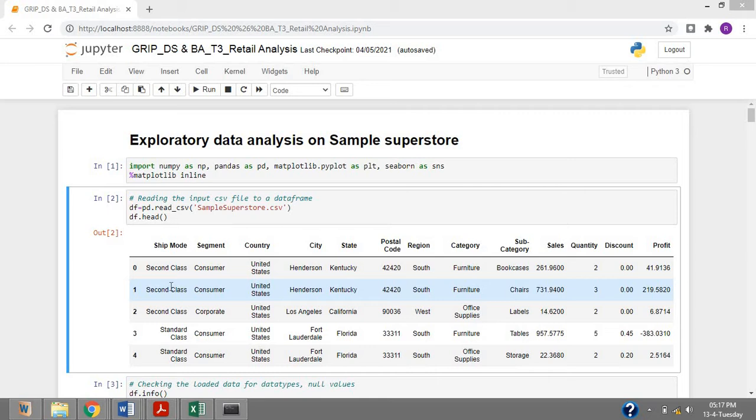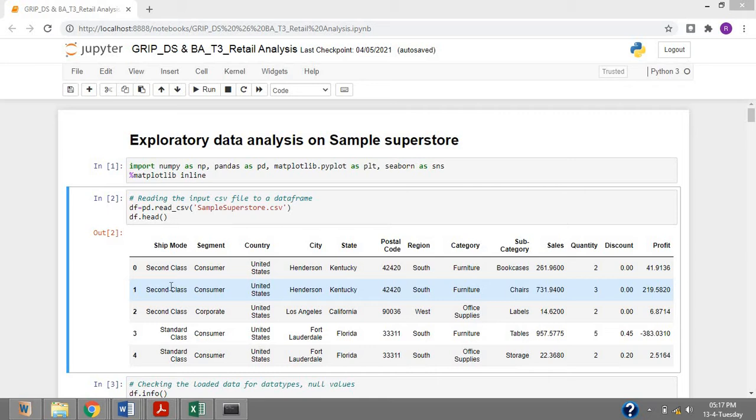In this tutorial, we will be doing an exploratory data analysis on the business transactions of a sample superstore. This is a part of the graduate rotational internship program which is offered by the Spark Foundation.